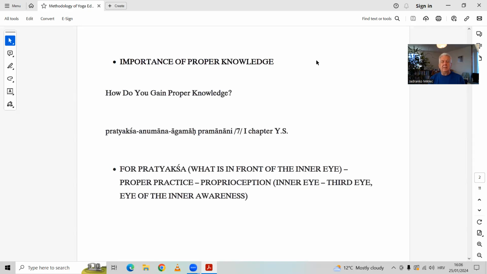And how to gain that knowledge? Patanjali says it is based on 3 elements. First is pratyaksha. And pratyaksha means direct experience. So to gain proper knowledge of life, we need to have a direct experience of the reality of life.